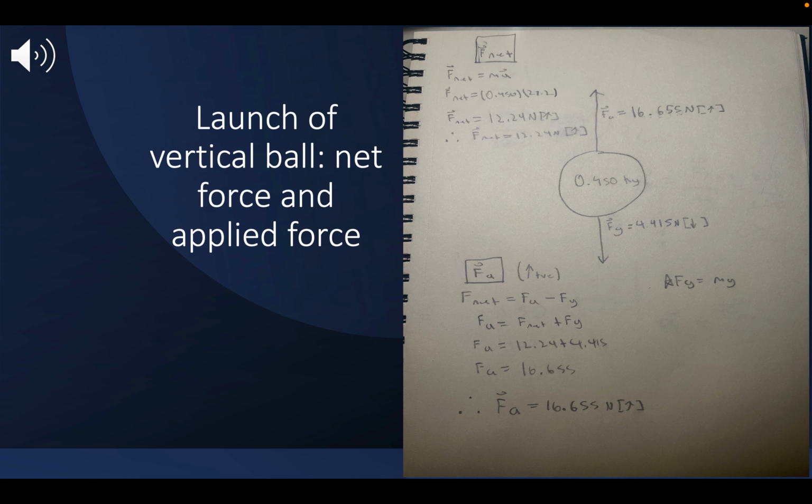The equation is net force equals applied force minus force of gravity. Now, to find the applied force, we will simply rearrange the formula to arrive at the equation of applied force equals net force plus the force of gravity. Since we know the net force, which is 12.24 newtons, and the force of gravity, which is mass times acceleration due to gravity, we will arrive at 12.24 plus 4.415, and therefore the applied force on the volleyball is 16.655 newtons upwards.